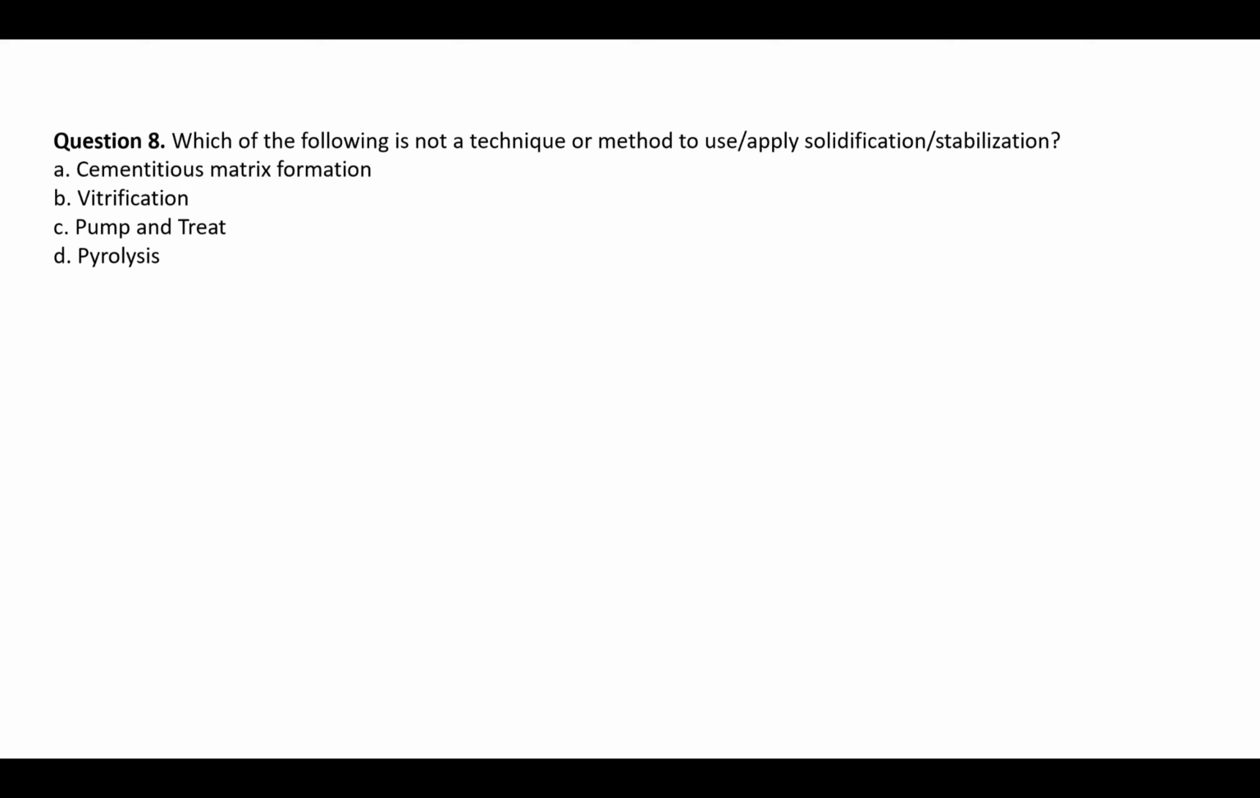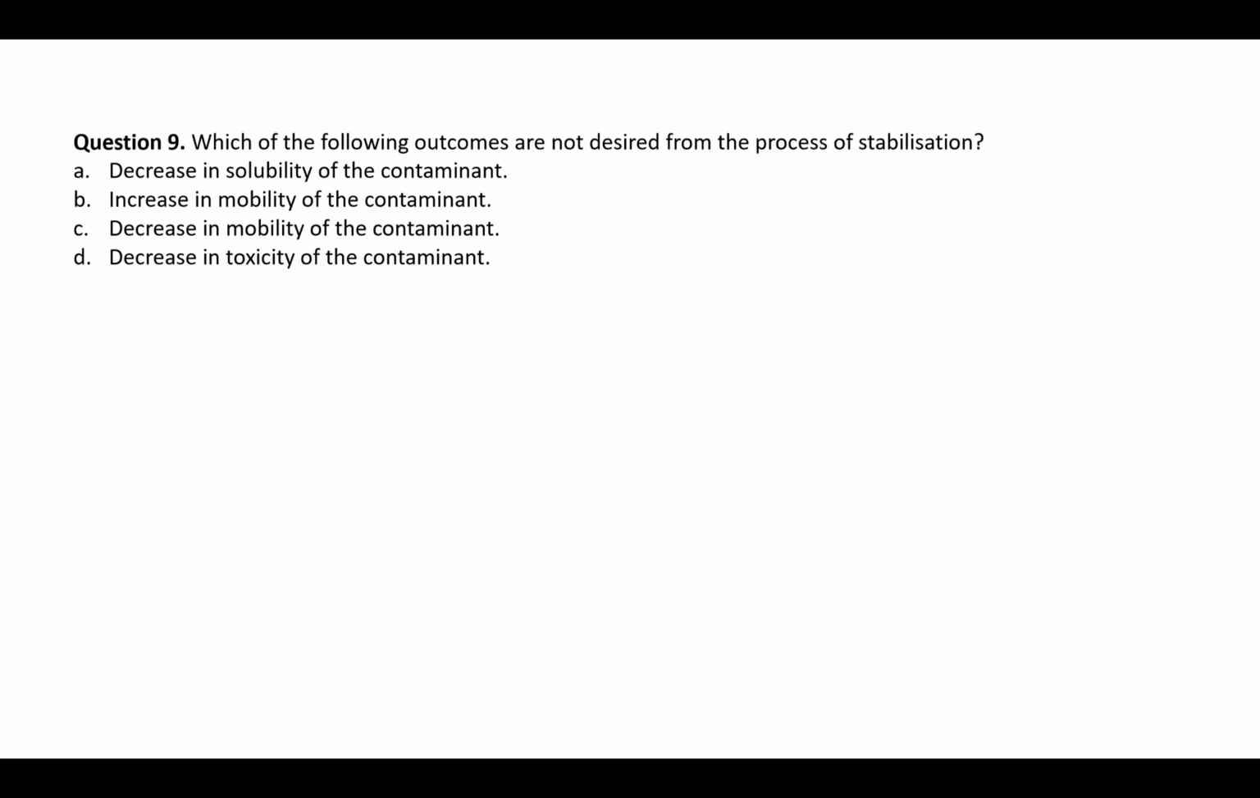So the correct answer is pump and treat. Cementitious matrix formation is used in solidification and stabilization. Next is vitrification, where waste is heated at high temperature. And in option D, pyrolysis is used to destroy the organic contaminants. So only pump and treat is a separate method for remediation of contaminated sites. So now let's move to the next question.